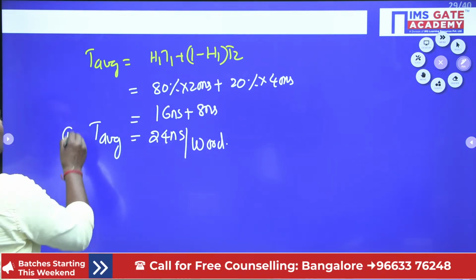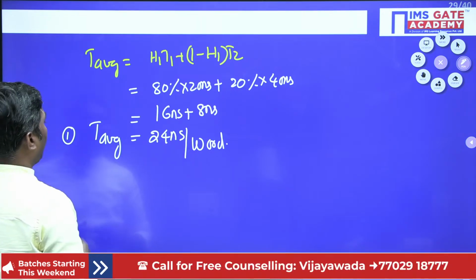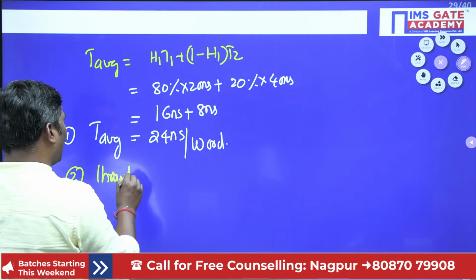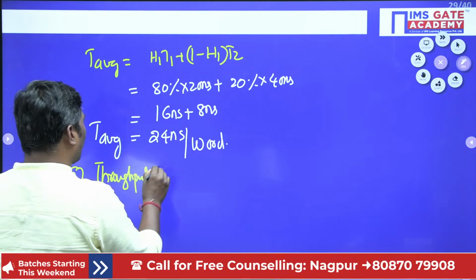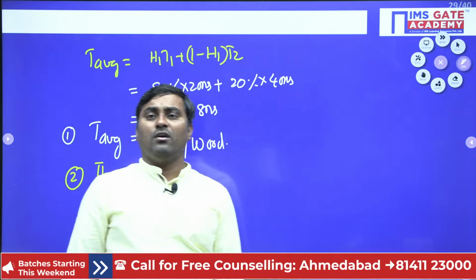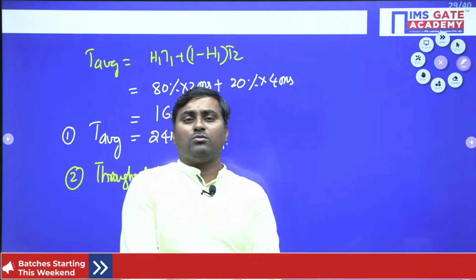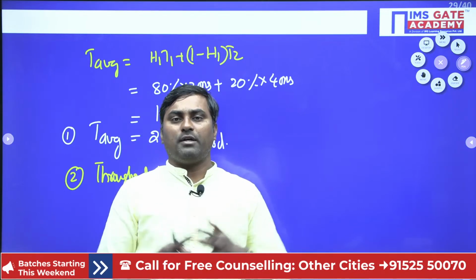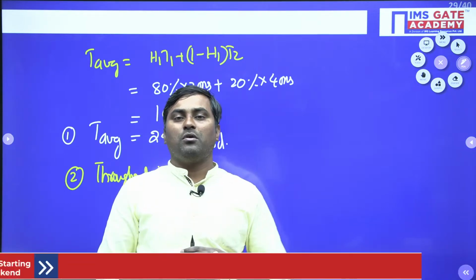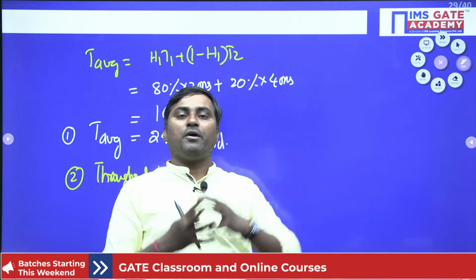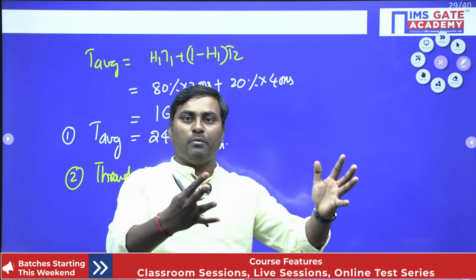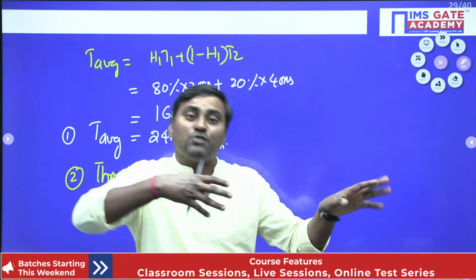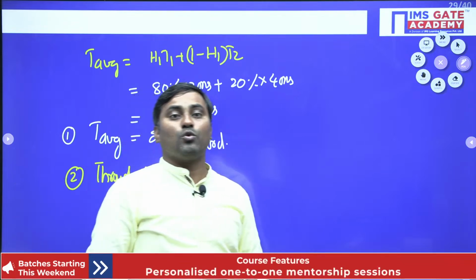So the answer to question number 1 is 24 nanoseconds per word. What does the second question ask? Throughput. Yes, all of you, so start thinking about throughput. What is throughput here? Generally, from the operating system point of view, you might have studied throughput as the number of processes completed per unit of time. Here, throughput is the number of words transferred per unit of time from the memory system. What is the throughput of the two-level memory system, meaning how much data is transferred per unit of time?